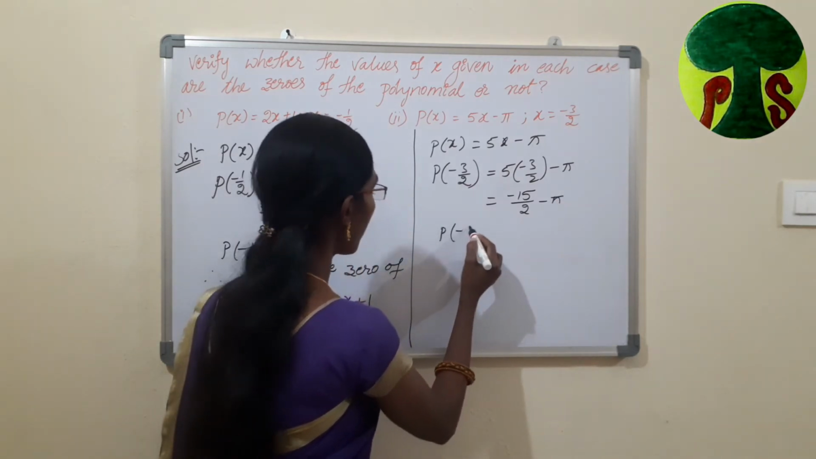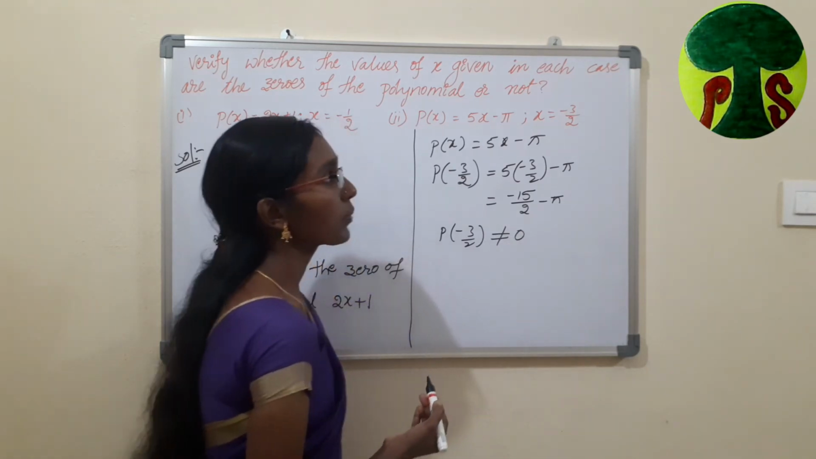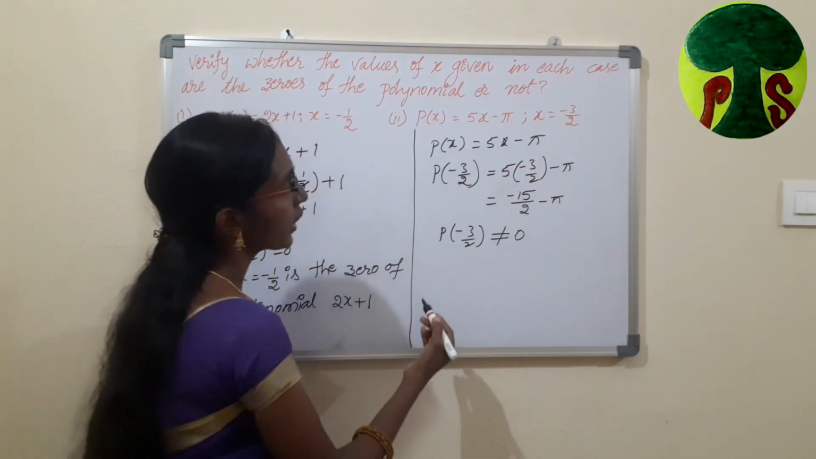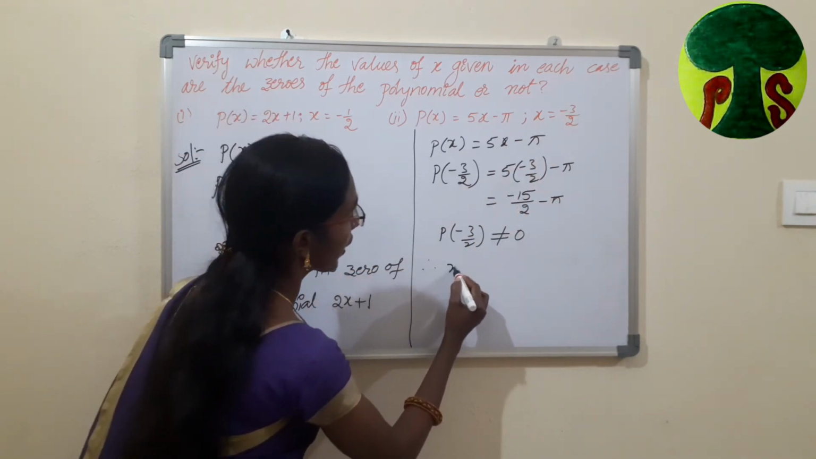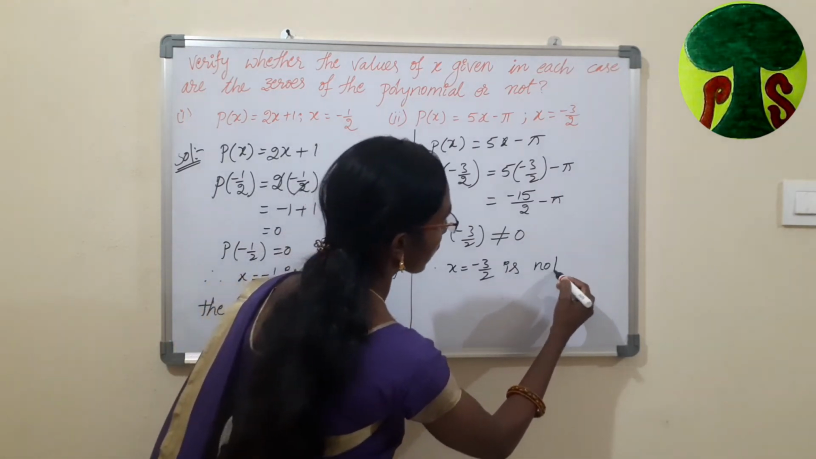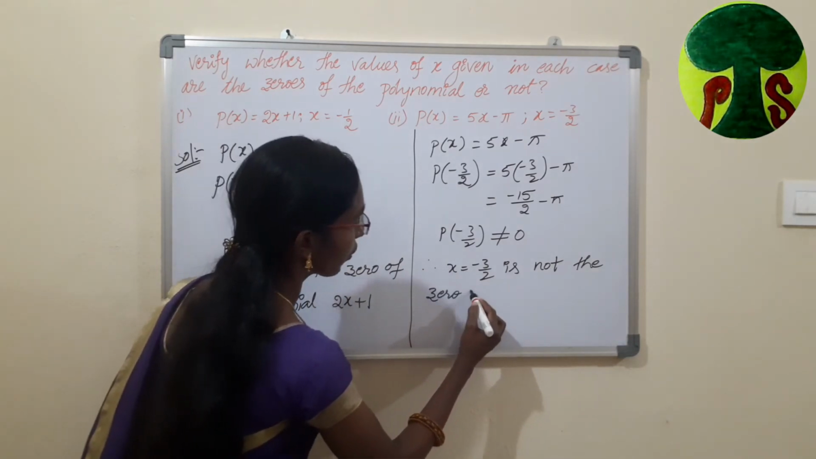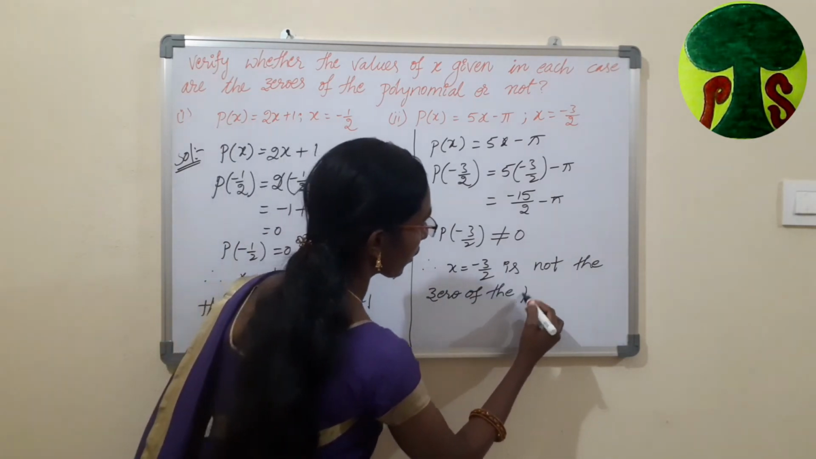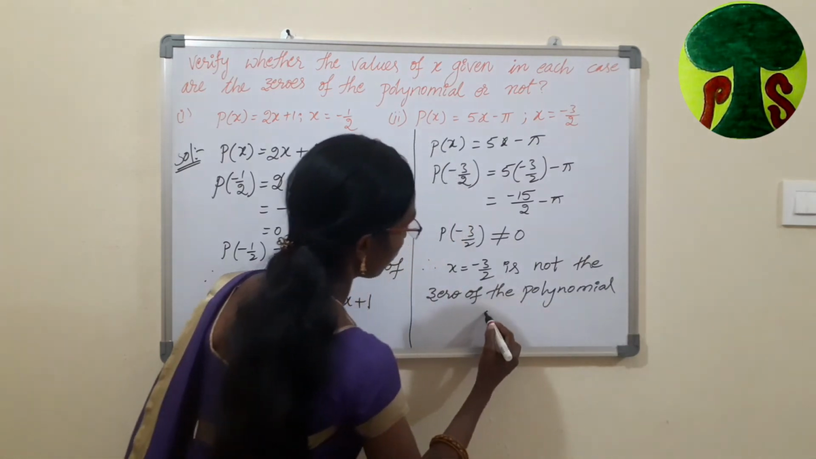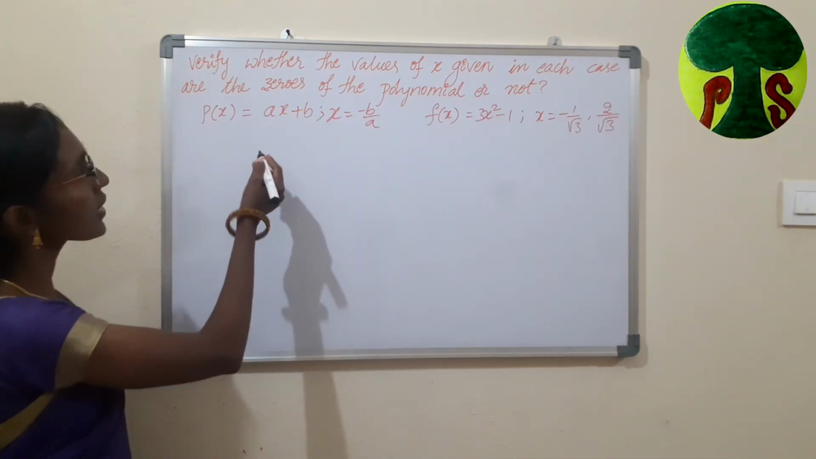Therefore, P of minus 3 by 2 is not equal to 0, which means that x equals minus 3 by 2 is not a zero of the polynomial 5x minus pi. Let us solve another problem on the same page.